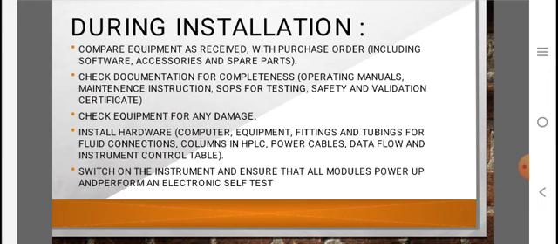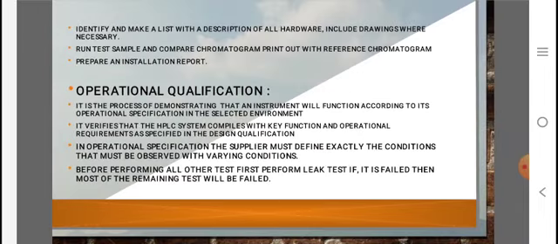Install hardware. Switch on the instrument and ensure that all modules power up and perform an electronic self-test. Identify and make a list with a description of all hardware. Include drawings where necessary. Run a test sample and compare the chromatogram printout with the reference chromatogram. Prepare an installation report. Coming to operational qualification, it is a process of demonstrating that an instrument will function according to its operational specification in the selected environment.